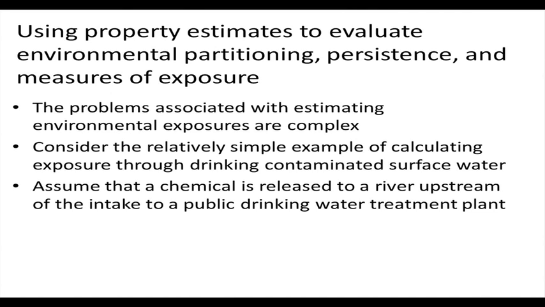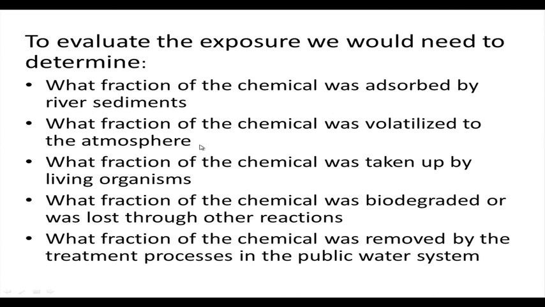We have to do some estimation in terms of environmental partitioning, persistence, and measures of exposure. Environmental exposures are complex, but if a chemical is released in a river stream of a public drinking water system, drinking water contamination will be a problem. Some questions we need to ask: what fraction of the chemical was absorbed by sediments, what fraction was volatilized, what fraction was taken up by living organisms, what fraction was biodegraded or lost, and what fraction was removed by the treatment process.